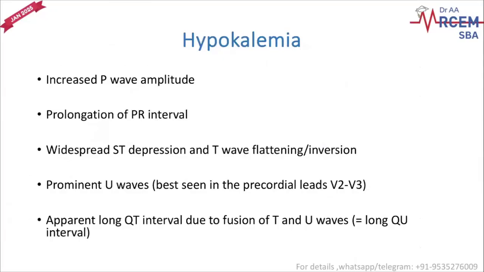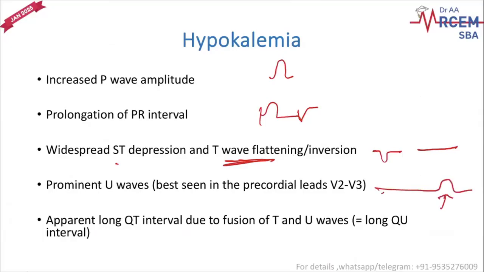Hypokalemia. What do we see in hypokalemia? The amplitude of the P wave increases. The PR interval will increase. At the same point of time, there is widespread T wave flattening or inversion. So T wave can be inverted or T wave can be just flat. After the T wave, there is one more positive deflection which appears, which is known as U wave.